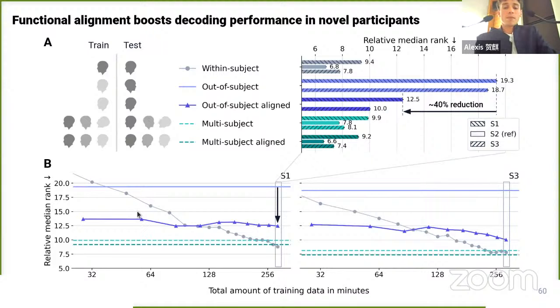Most interestingly, this gives us a way to transfer decoders to people who have only been in the scanner for a few minutes. So I'll let you observe here that if we only collect 32 minutes of data in a participant, this dot in gray is the performance we would achieve if we were to train a decoder on their 32 minutes of data only. But we can reach a much better performance if we instead align this participant to someone for whom we have a lot of data accessible.